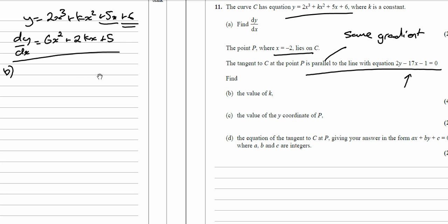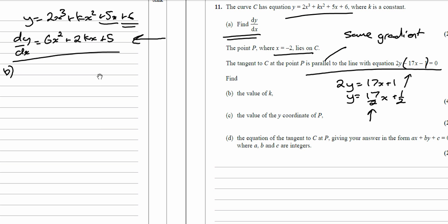So if we've got this equation here, we've got to work out what the gradient of this equation is. And the way we work out the gradient of that is we arrange it as y equals. So 2y, if we get these bits and pieces on the other side, 2y equals 17x plus 1, divide through by 2, and y equals 17 over 2x plus a half. So therefore the gradient here is 17 over 2. Now go back to part A, dy by dx, that is how you find the gradient. So the gradient of the curve at any point is this thing here.